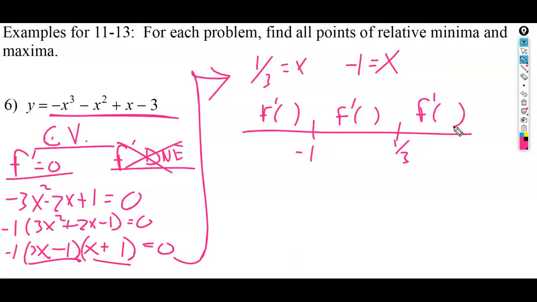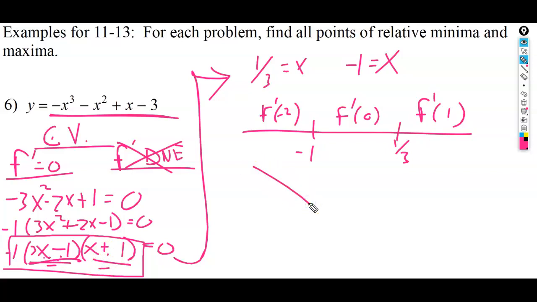So let's pick a number to the left of negative 1, like negative 2. Let's pick a number between negative 1 and 1/3, like 0, and a number to the right of 1/3, like 1. I'm going to plug these values into my derivative function. I'm going to use the factored one, but you can use the original derivative also if you want to. If I plug in a negative 2 here, you're going to get negative 2 take away 1, negative, so that's going to be a negative. Negative here makes a negative. Three negatives makes a negative. So this comes out to be a negative slope on that interval.